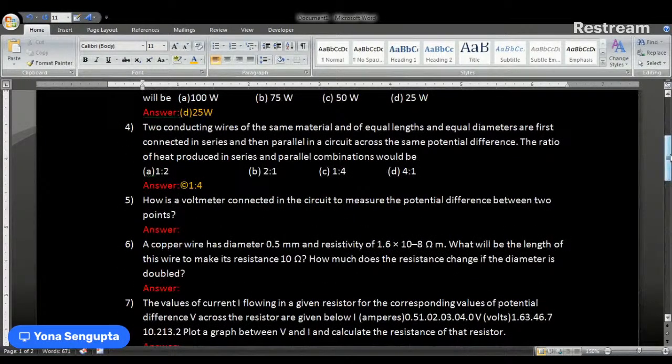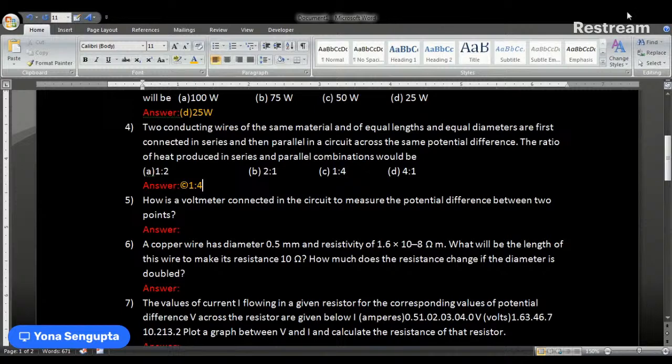Next, how is the voltmeter connected in the circuit to measure the potential difference between 2 points? The answer to this is that to measure the voltage between any 2 points, the voltmeter should be connected in parallel between the 2 points. Okay, you can write it down.